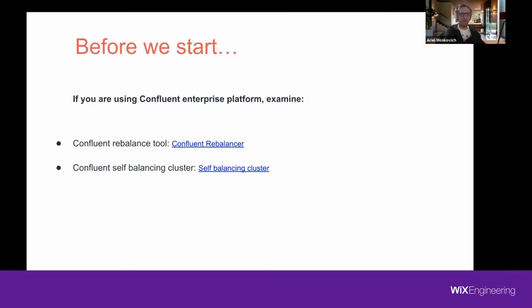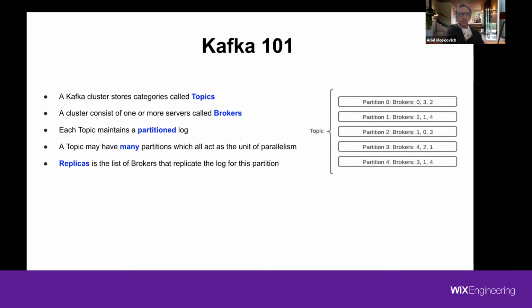As a note. Okay, so a quick refresher. A Kafka cluster stores the events, the messages, into categories called topics. If you do it right, you place different message types into different topics. The cluster itself consists, obviously, of servers. Those servers are called brokers. Each topic maintains a partition log, and the concurrency of a topic is defined by the number of partitions for that topic.